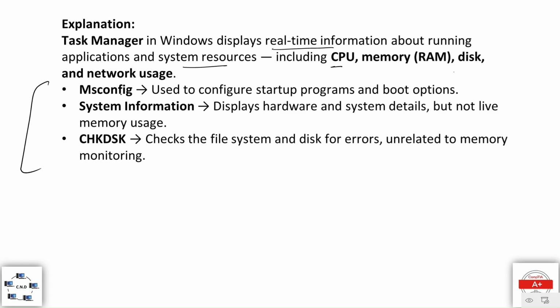The incorrect options are msconfig, which is used to configure startup programs and boot options. This option is used to control which applications and programs should start when you start or boot up your operating system. System information displays the hardware and system details but not live memory usage. And check disk is used to check the file system and the disk for errors, which is unrelated to memory monitoring.